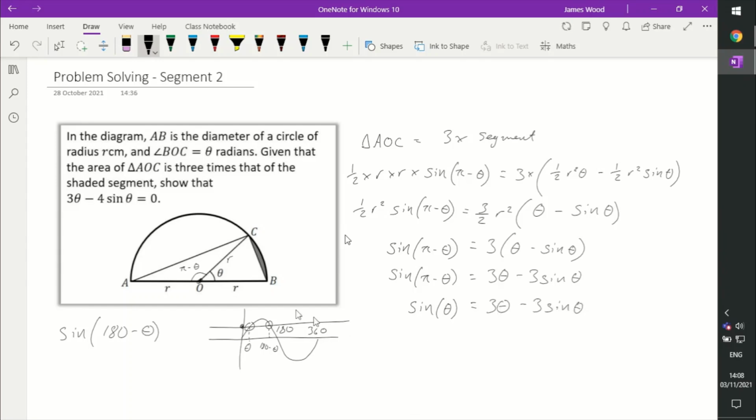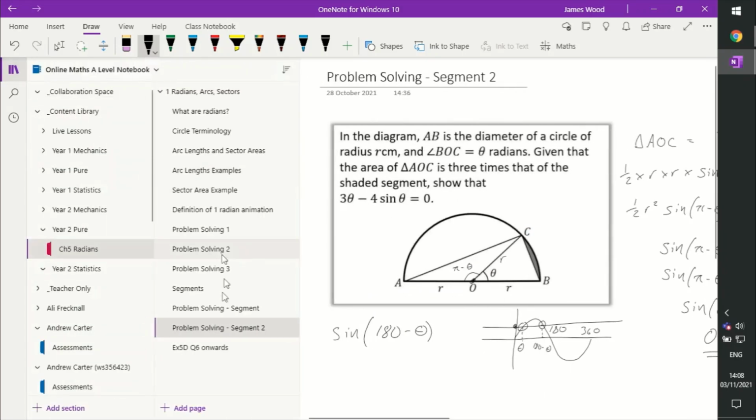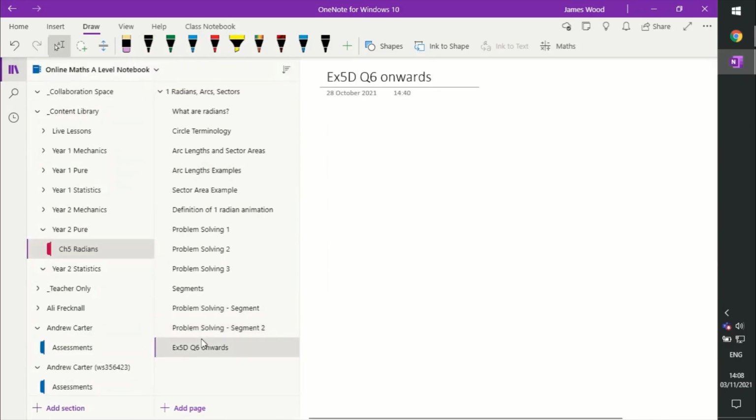And now we can make this final step that they need. So you can subtract sine theta from both sides. And then we've got to our result. Okay. So a little bit more complicated, but that's definitely one of the harder exam questions. Now for some practice, if you have a look at exercise 5D, you can probably start on question 6 onwards and just focus on sort of the exam style questions in that exercise to practice.